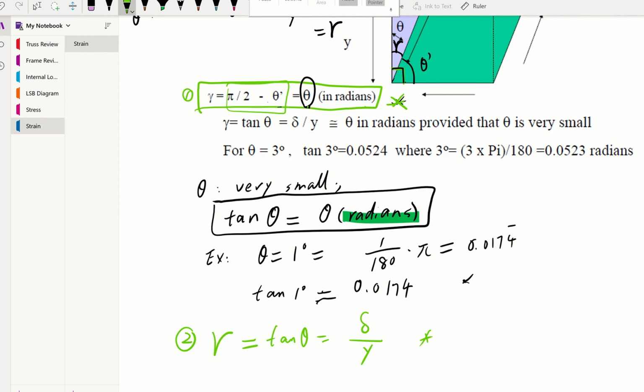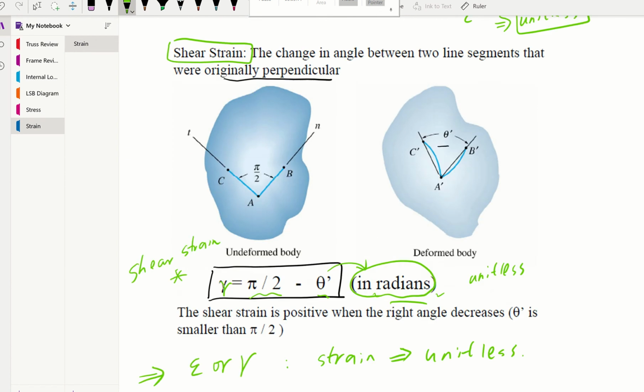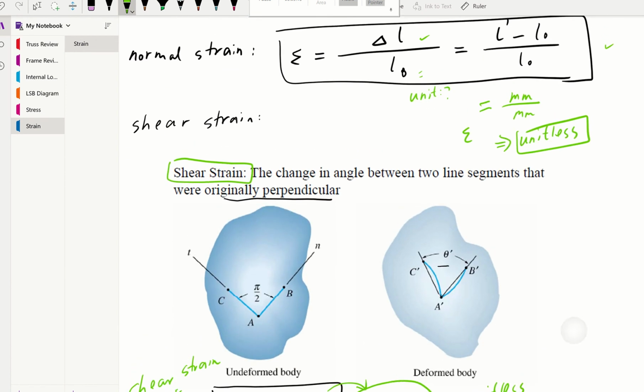In the next video, we're going to use some examples to apply those formulas and calculate some of the strains for normal and shear strain.